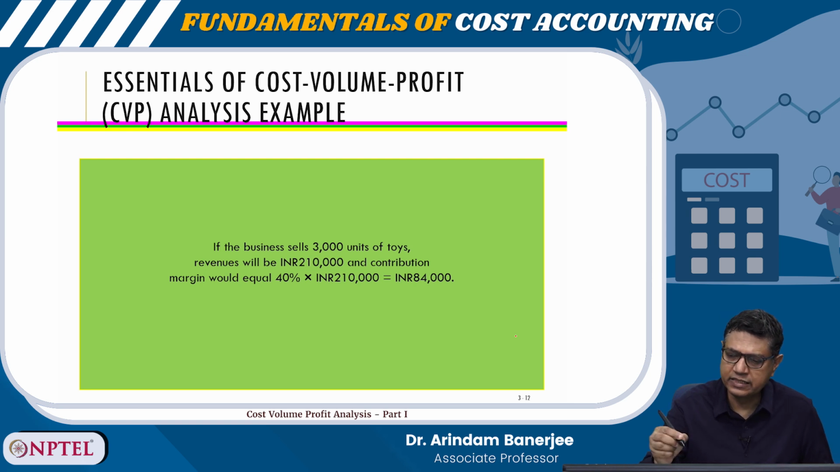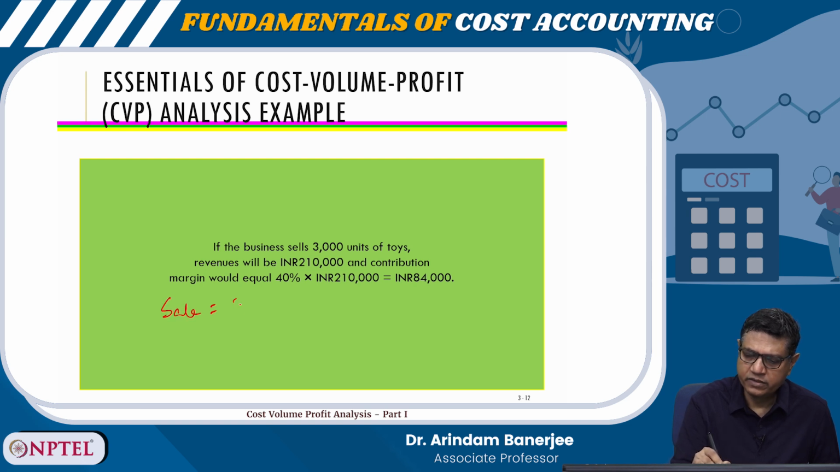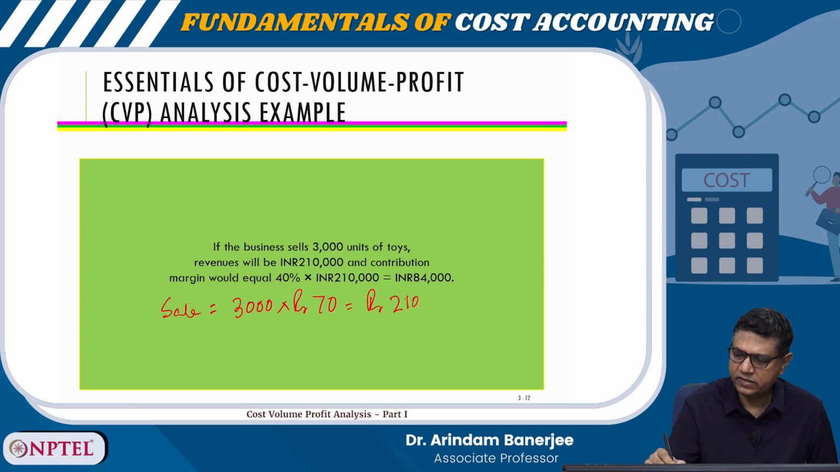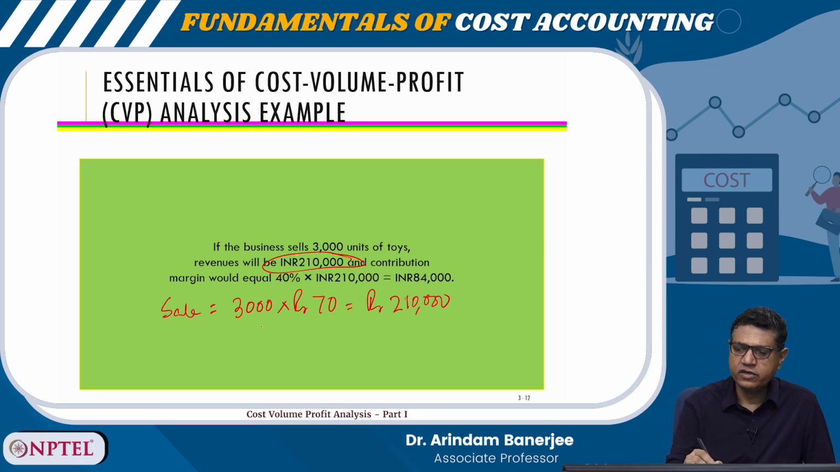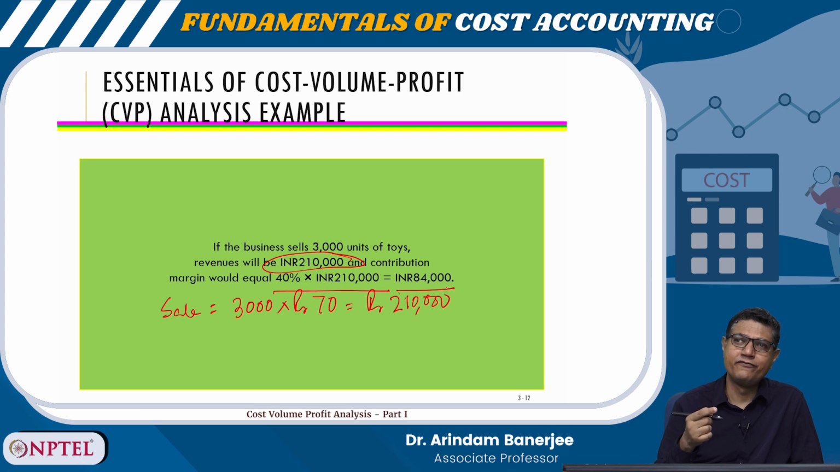So, revenue in this case, the sales revenue will be 3000 units into rupees 70, which is equal to rupees 2,10,000, which is mentioned here. And contribution margin will be how much? 40% into 2,10,000, that is rupees 84,000. You remember the fixed cost in the previous case, it was 84,000.